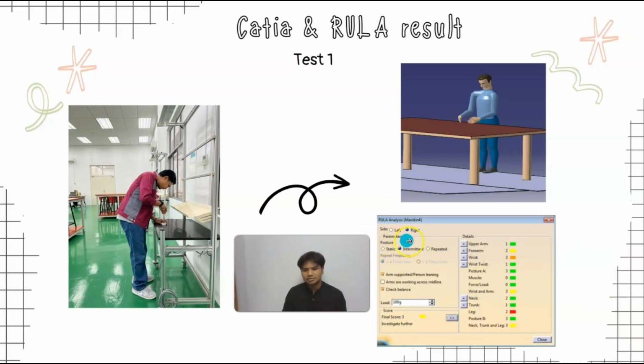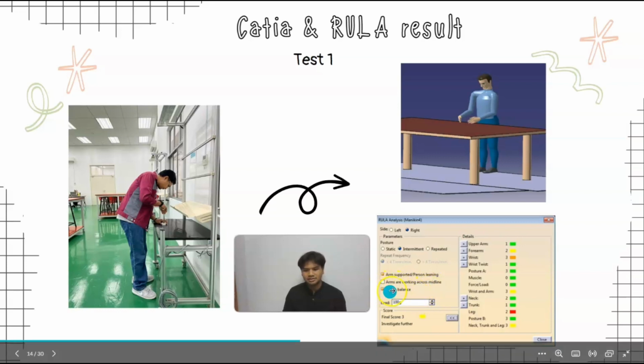Firstly, for the side we choose right. For the posture we choose intermittent because it is not static, and we take the arm supported and posture leaning and check balance. For the load we put 100 gram, and this is the detail for the RULA.